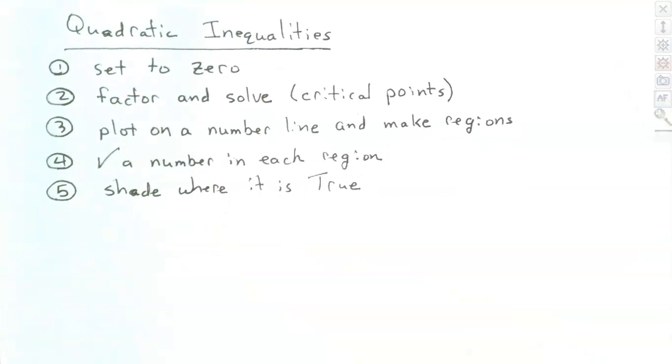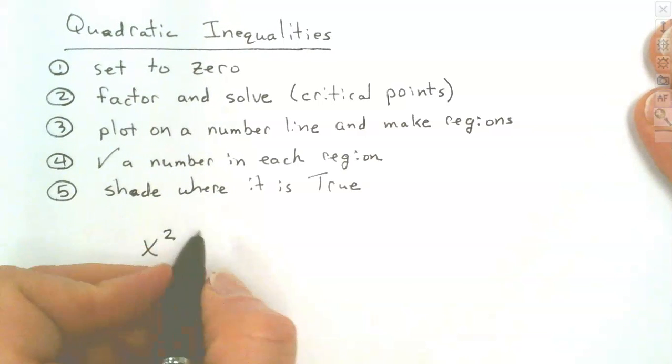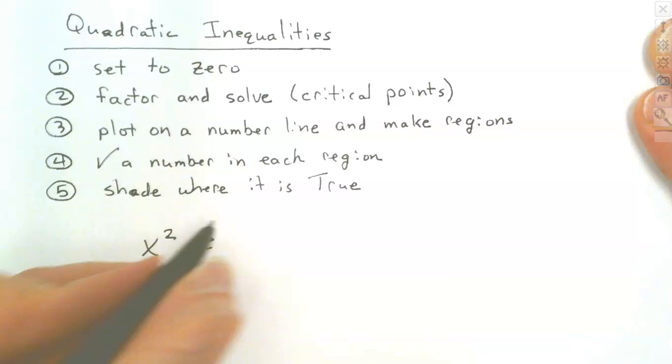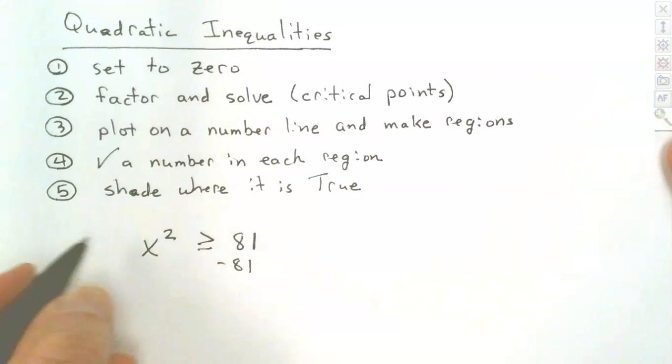So these do have an extra step here. We'll start off with an easier one. Now these should factor, so you shouldn't have to use the quadratic formula on any of these. They'll factor up nicely. And we're going to start with x squared is greater than or equal to 81. So this is not linear anymore. This is quadratic. So we're going to move that 81 over.